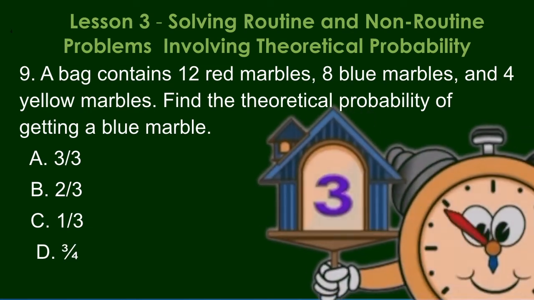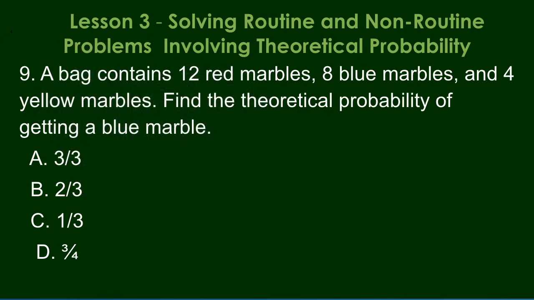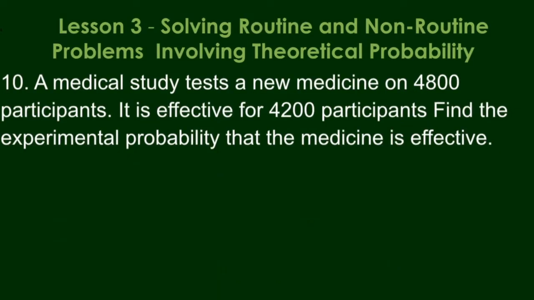Timer starts now. Time is up. The correct answer is letter C, 1 over 3. Next, the last number, number 10. A medical study tests a new medicine on 4,800 participants. It is effective for 4,200 participants. Find the experimental probability that the medicine is effective.